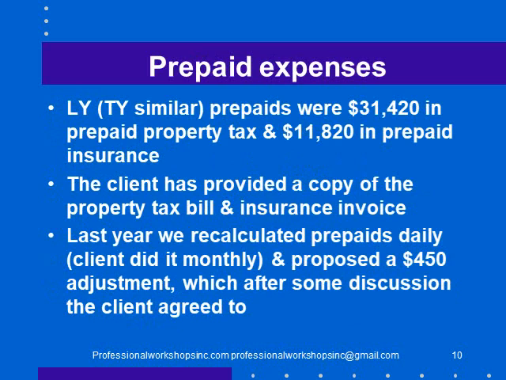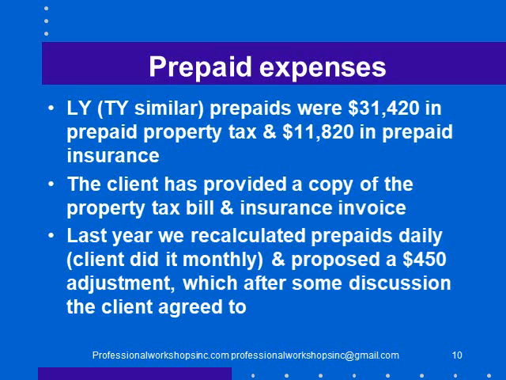And here's an example of a section where this kind of thing happens. Prepaid expenses. Last year and this year is similar. Prepaids were $31,420 in prepaid property tax and $11,820 in prepaid insurance. Now, if someone were to offer me, what's that, $42,000, $43,000, I would take it, and that would be a lot of money to me. Okay? So it's certainly a fair amount of money.